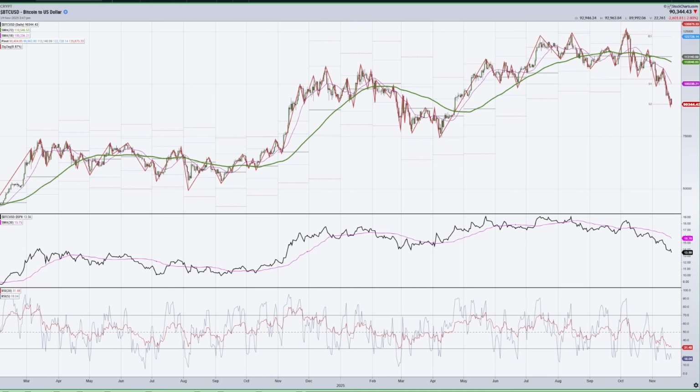Okay, now we've got this bear trend in place. Now what we need to do is do the exact opposite of what happened to the downside. Now we need to break the trend line to the upside. We need to make a higher low and then turn back to the upside and then potentially make another higher high and another higher low. So it all depends on how this reacts.